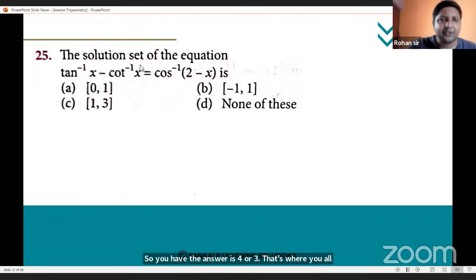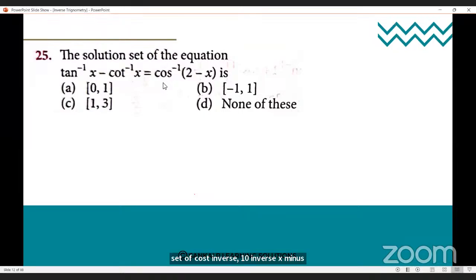Next, the solution set of the equation tan inverse x minus cot inverse x is equal to cos inverse of 2 minus x. So we need to calculate the solution set. Here what we need to do is pay attention. In question number 25, we are considering the RHS part first. In the RHS, we can see cos inverse is existing.